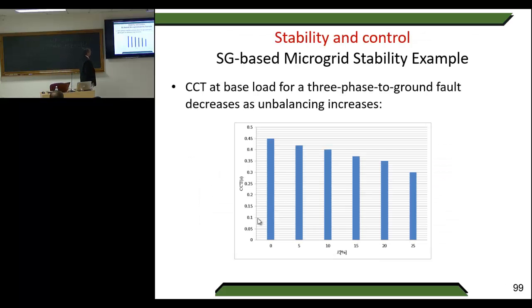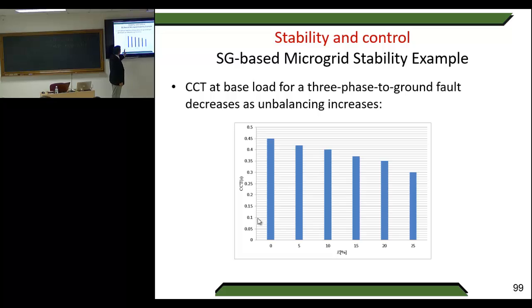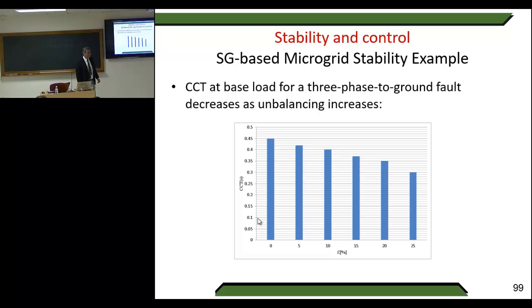Here, more clearly, based on the critical clearing time, which again is a signature or a sign of stability. In this paper, they show that with an increase in K factor percentage, the CCT also decreases from 0.45 seconds to near 0.3. So you have reaction time for the relays, but you can see that there is an issue with this unbalanced situation.